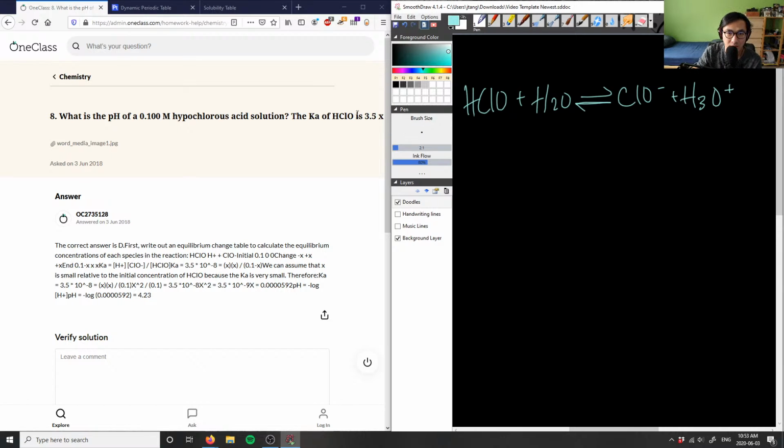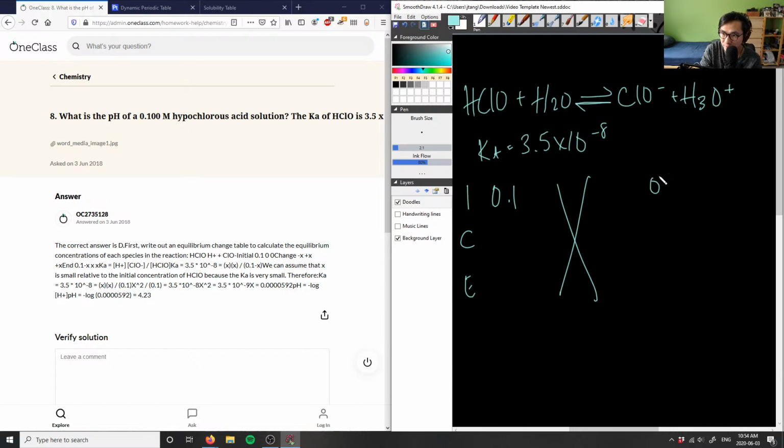And then my Ka here is 3.5 times something. Let me just Google what the Ka of HClO is. Let's see. 3.5 times 10 to the negative 8. That's our K value. Okay, so it's finding out what the pH is. So simply what we have to do is ICE, right? Our initial concentration of hypochlorous acid is 0.1. We don't care about the water again. So here is 0, 0, minus x, plus x, plus x, 0.1 minus x, x, and x here.